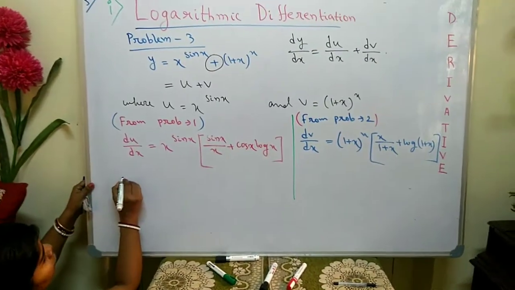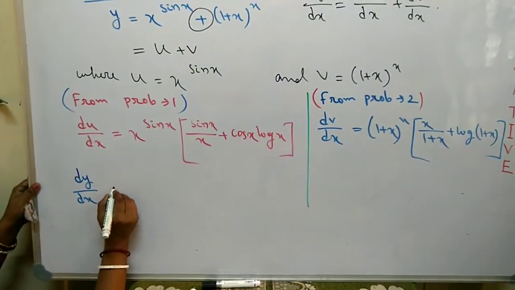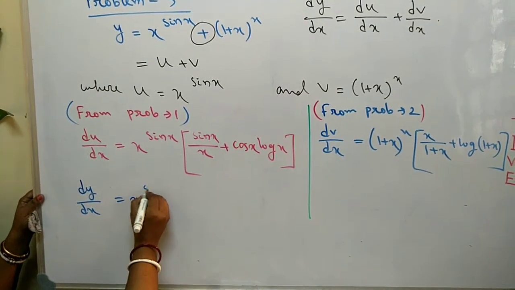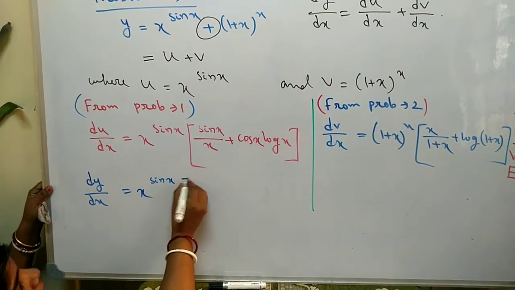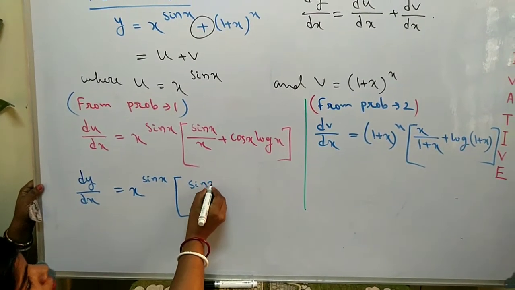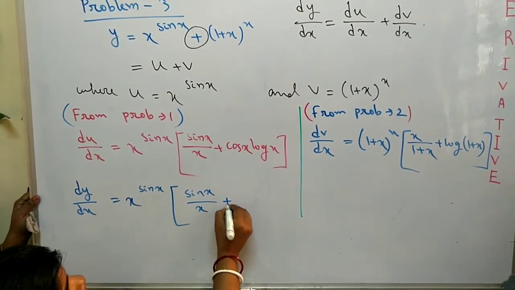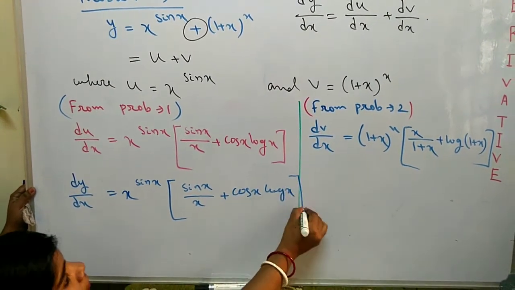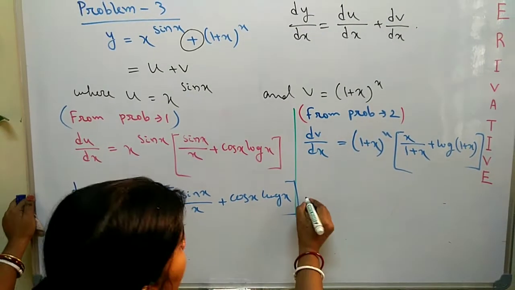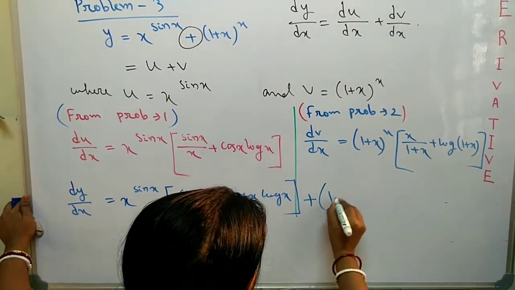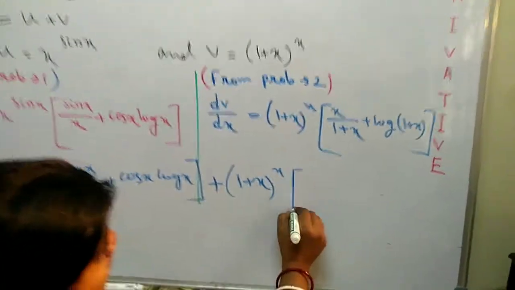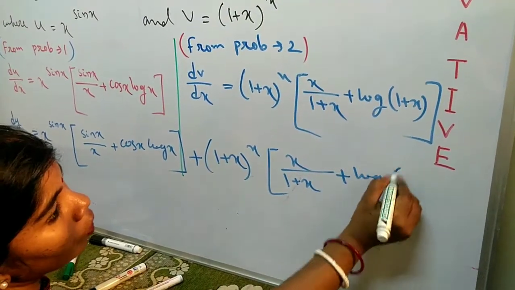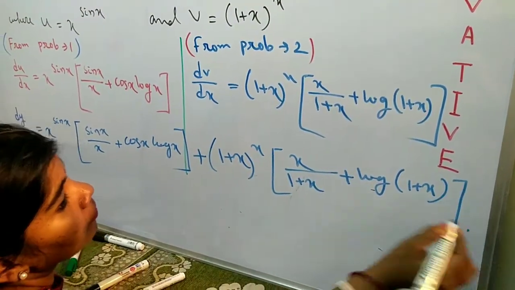dy/dx equal to du/dx plus dv/dx. du/dx is this one. So x^(sin x) into (sin x/x + cos x log x), plus dv/dx, that is plus (1+x)^x into (x/(1+x) + log(1+x)).